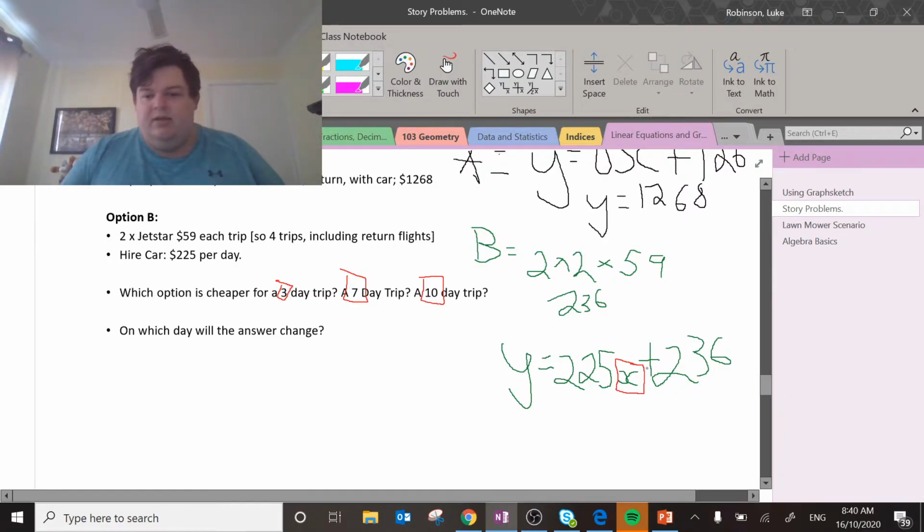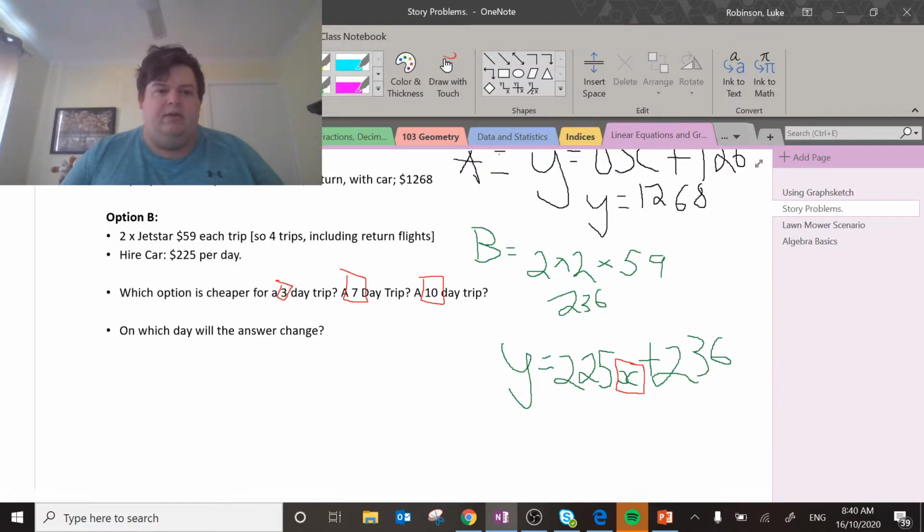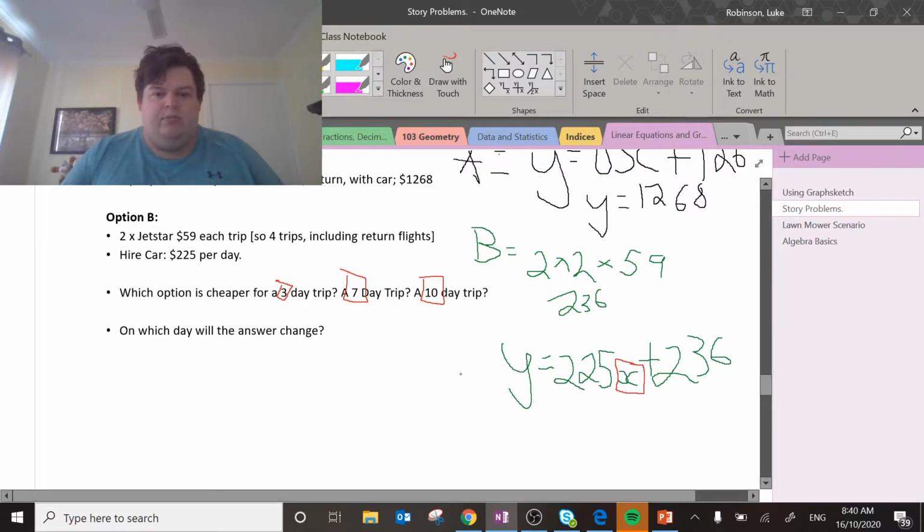For 3 days, I would substitute that in. So that would be, let's change colors again. Let's go blue. Let's move this over here. So if we did y equals 225 times 3 plus 236, what would that equal?